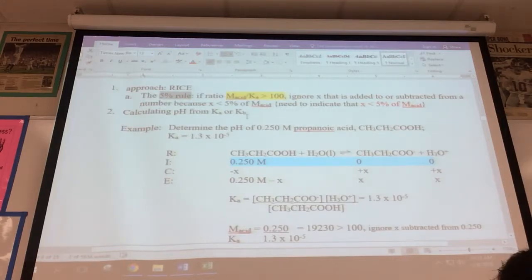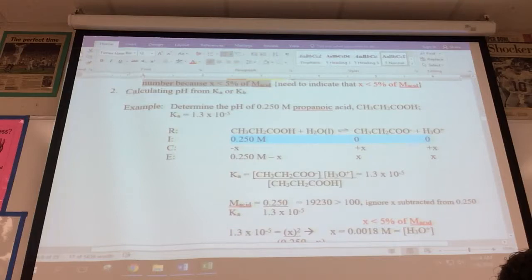With the 5% rule, if the concentration of acid that is provided, and that's going to be the initial concentration, over the Ka, which is provided as well, is greater than 100, you can ignore the X that is added to or subtracted from the number because it's not going to affect the concentration overall. It's going to be less than 5% of the concentration, and I'll show you that piece in just a minute.